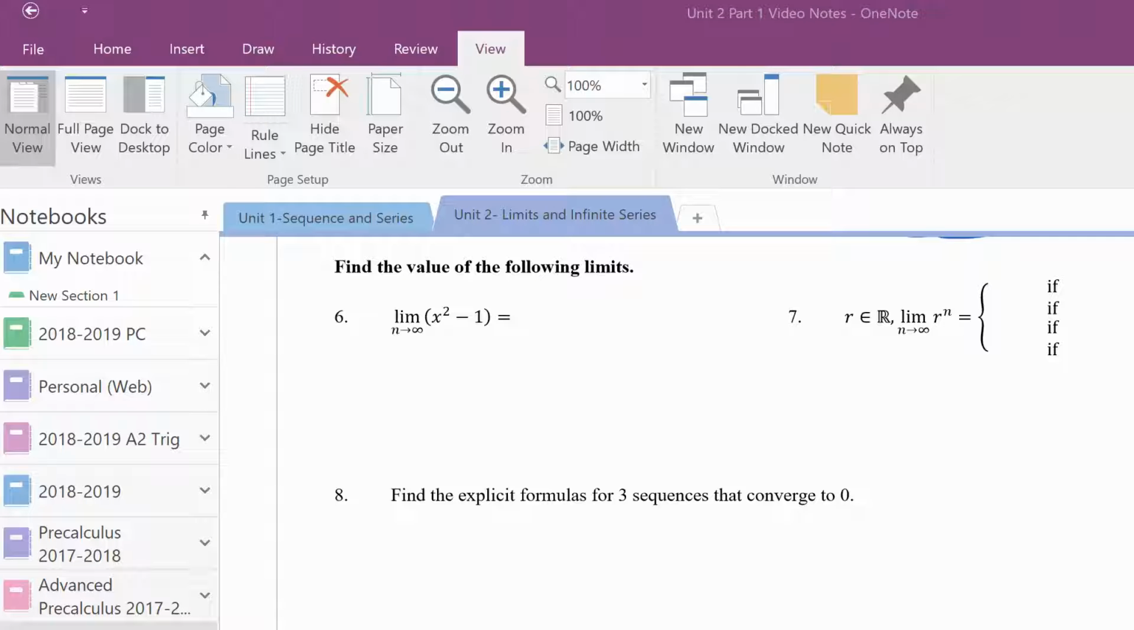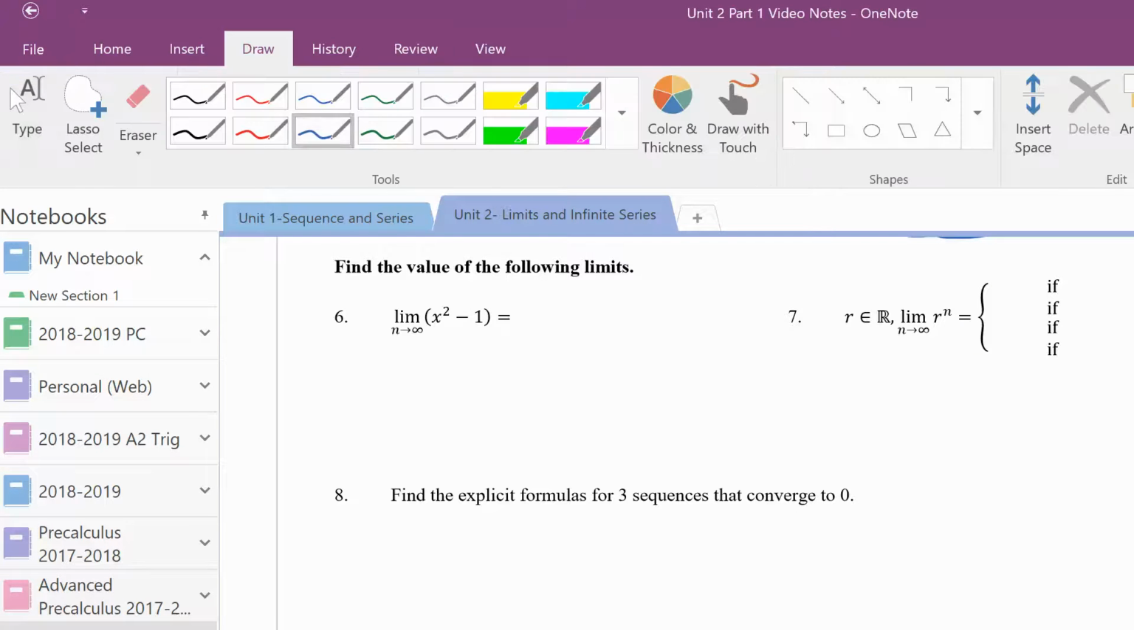We'll finish up Unit 2, Part 1, just answering some questions. First one is limit as n approaches infinity of x squared minus 1. Well, remember, it's n approaches infinity, not x, so x squared minus 1 is treated like a constant, meaning it's not going to change, so therefore the limit as n approaches infinity of x squared minus 1 is x squared minus 1. Because it's a constant.